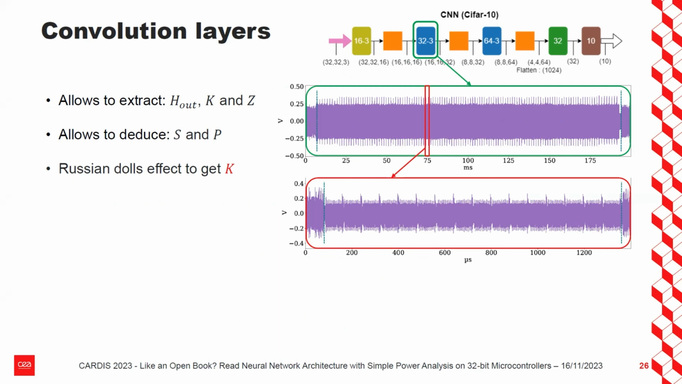And for the remaining hyperparameters of the convolution function, what is interesting is that an attacker can leverage a kind of Russian doll effect, in a way that by zooming inside the patterns that we introduced before, we are able to discover other patterns that are related to the K hyperparameter we want to extract, which is the number of kernels of the layer.